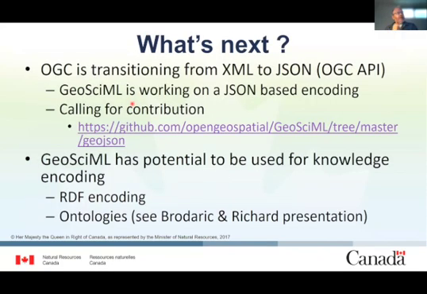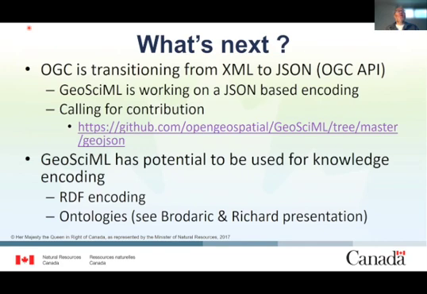So what's next? Right now, what we're working on, OGC is transitioning from XML to a more JSON-based API, although it's not mandatory, but it's an expectation that JSON is going to be the new format. So we're right now working on JSONifying the encoding that we have. So we're calling for contribution. So we're looking for help.